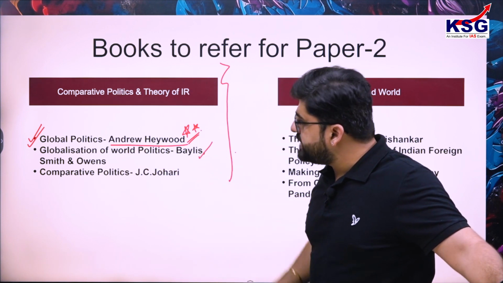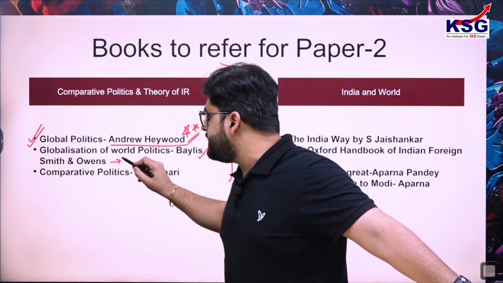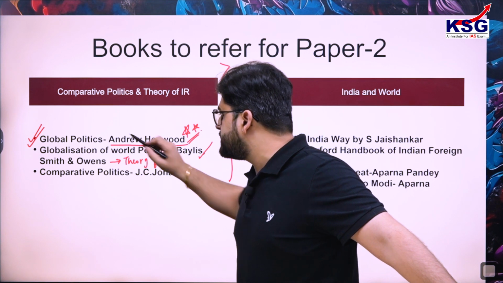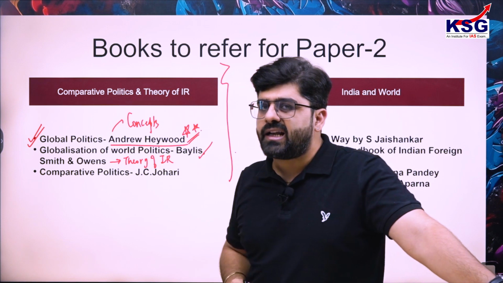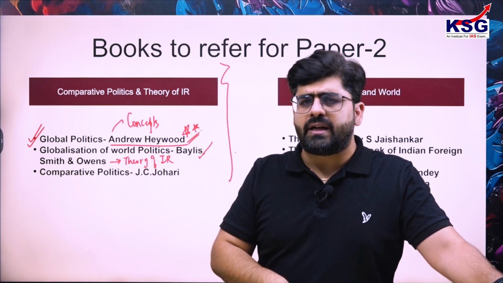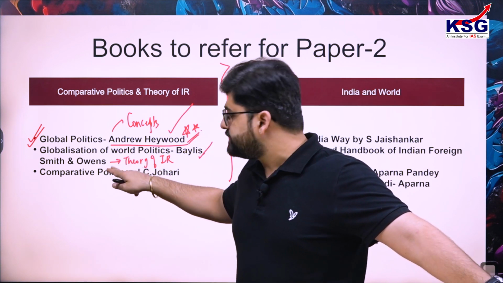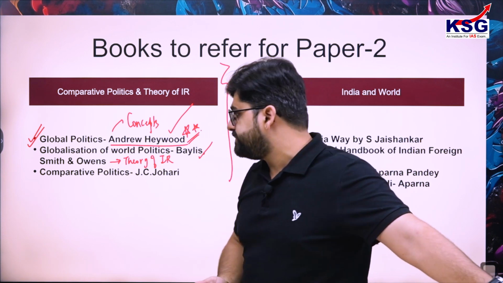Globalization of World Politics, Bailey, Smith and Owens. This is also a very good book. This is largely for the theory of IR part. This is for concepts, and otherwise the practical application of this theory you can find here. So from the perspective of examination, this is more relevant than the other. However, this is generally read to have more understanding of things.